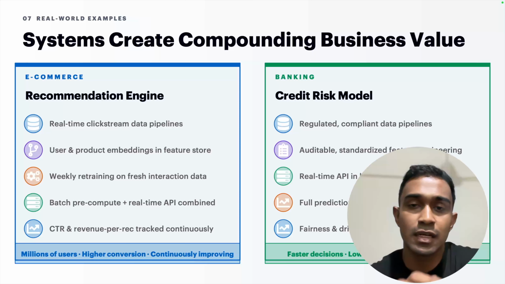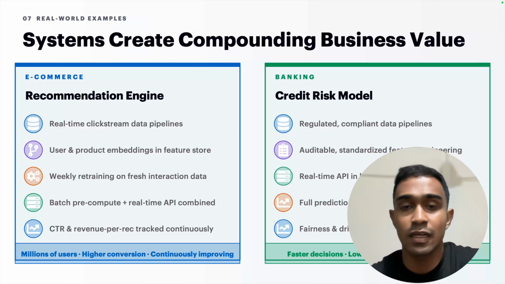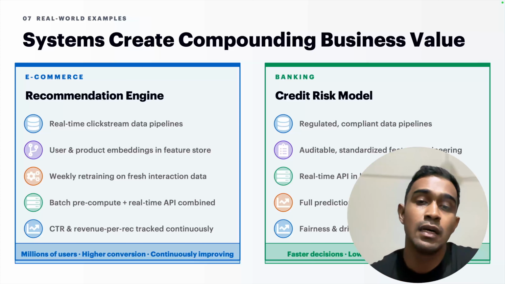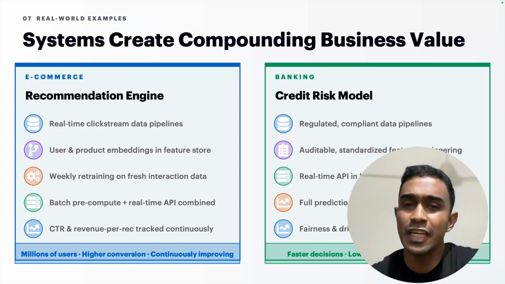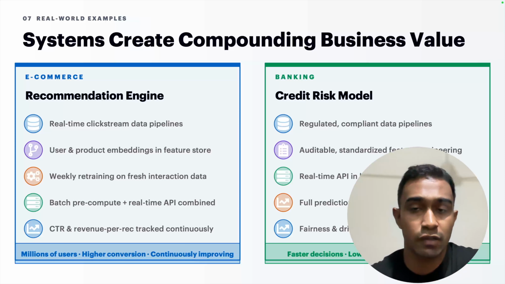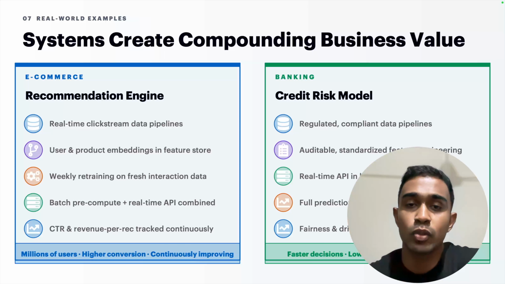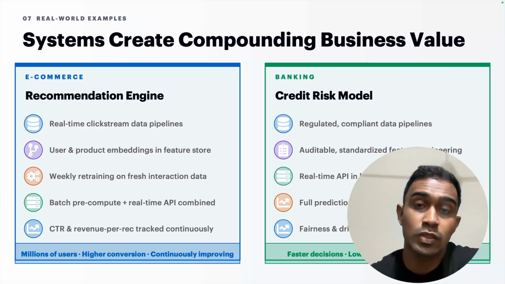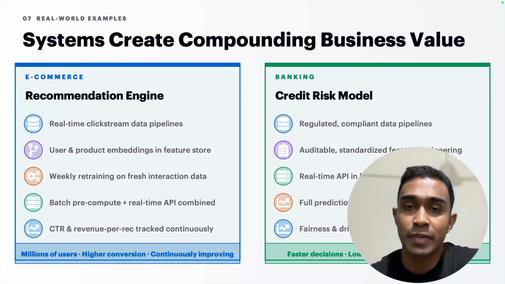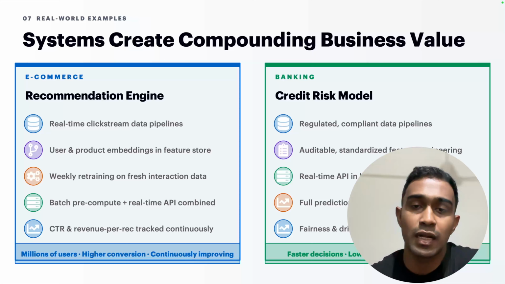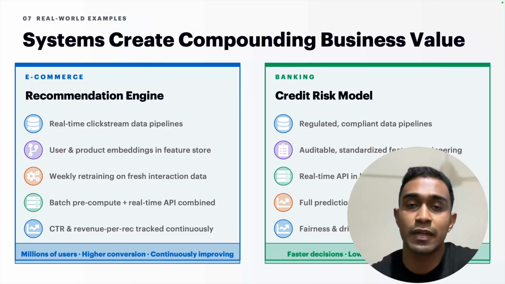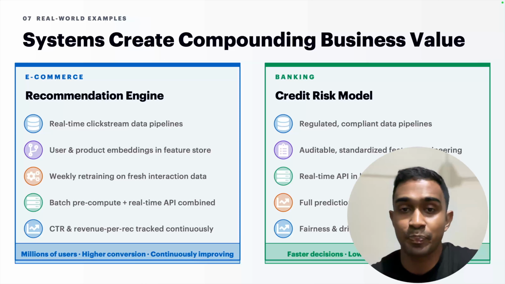Now let's look at the system. The data pipelines are tightly controlled because banking has strict regulations around data handling and compliance. Feature engineering is standardized and fully auditable, meaning you can trace exactly how every feature was calculated. The model is served through a real-time API that's plugged directly into the loan application workflow. So decisions happen instantly. Every single prediction is logged for regulatory reasons, because regulators need to understand why a particular decision was made, which is called explainability.